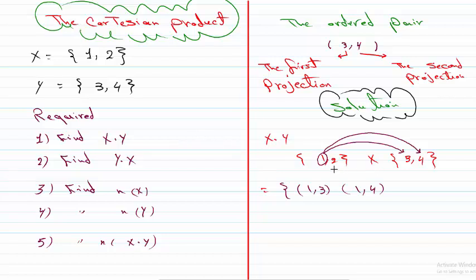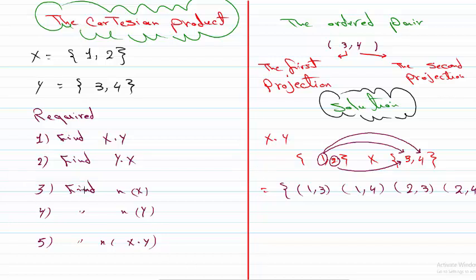Let's complete the answer. Now we're going to deal with the second element. 2 and 3, then 2 and 4. Finish the answer. This is the first required, which is X multiplied Y.